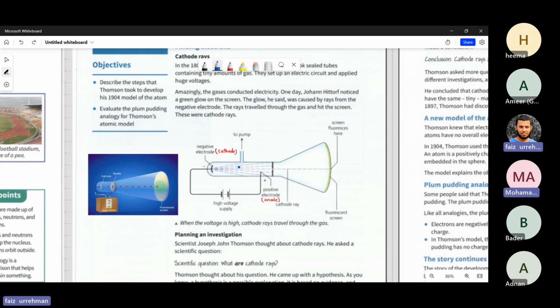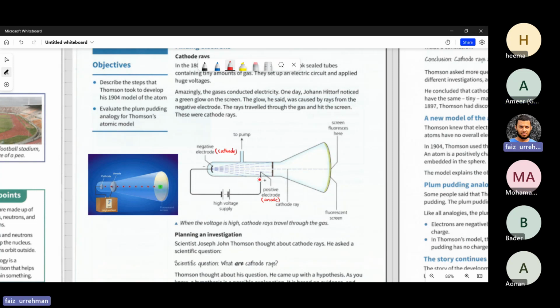And what is the charge of cathode? It is negative. Yes, if I ask you what is the charge of cathode, you have to tell me negative. Okay. But in this experiment, it's a negative charge. There's no positive in it, right? No, there is, the anode is positive.